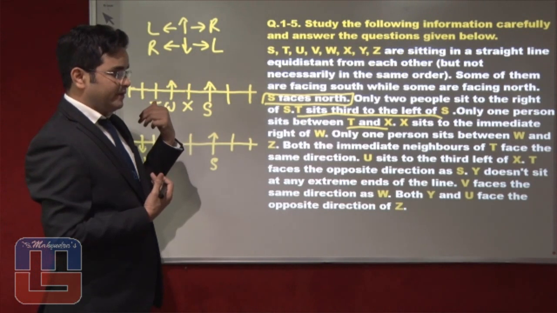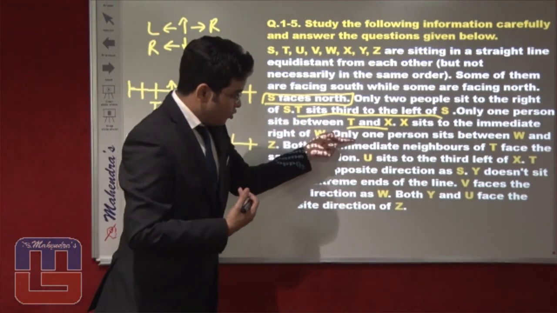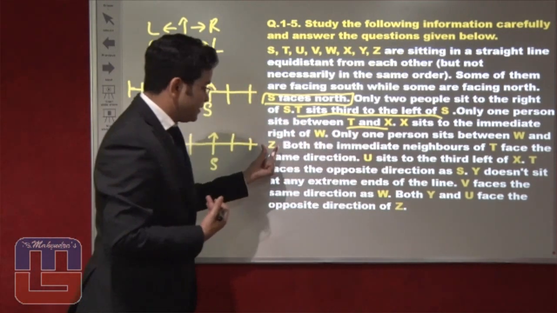Now read out the next statement given. Okay, here it is saying only one person sits between W and Z.